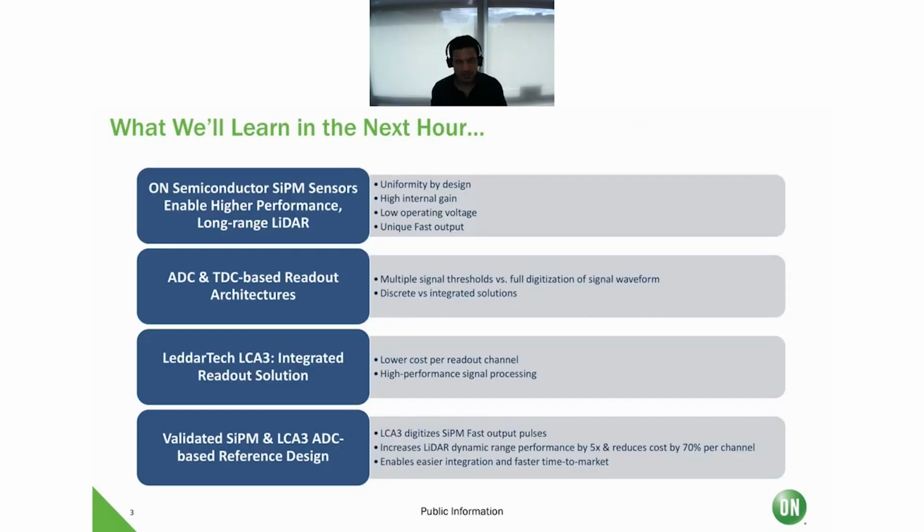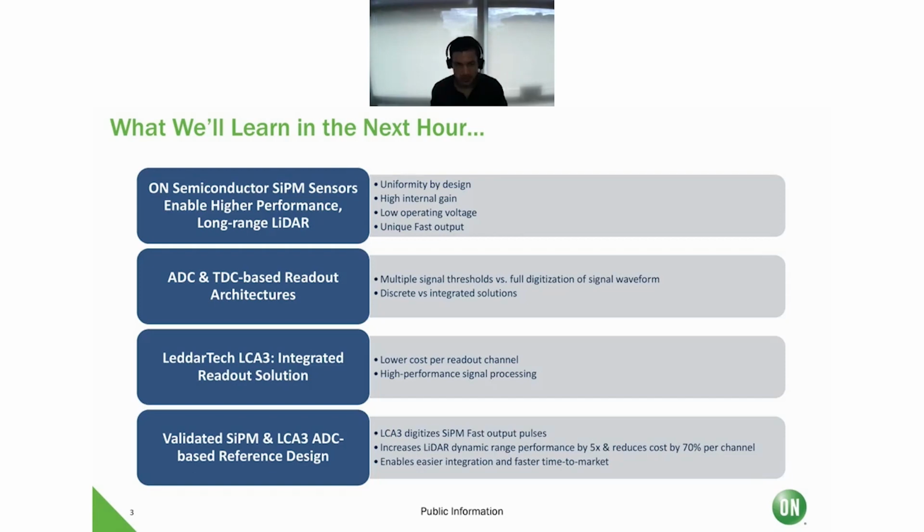So what we'll learn in the next hour are what Semiconductor's silicon photomultiplier sensors do for LiDAR in enabling high performance and long range, due to the unique fast output mode, their low operating voltage and high internal gain. We'll also learn about the different types of readout solutions that are possible for LiDAR after the output of the sensor. You can use analog to digital converter based full waveform processing or time to digital converter based readout.